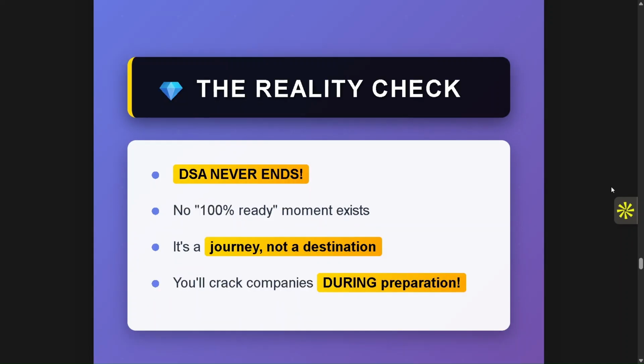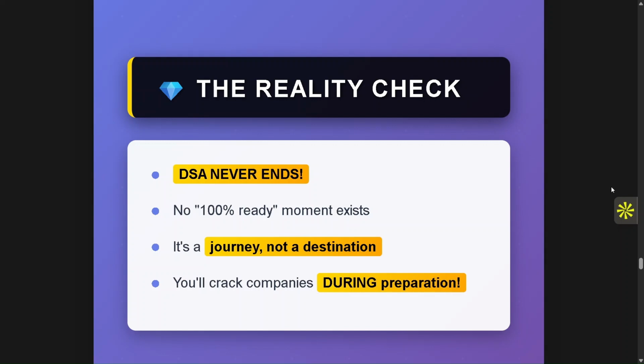Now, here comes the reality check that no one will tell you. People always ask me, when will I be fully prepared in DSA? After 6 months, after 1 year, after 2 years, when will I be 100% ready? And here's the truth you need to hear: DSA never ends. There is no ending point where you can say, I know everything about DSA now. It is impossible. DSA is vast, it's deep, and there's always something new to learn. Some new problem pattern, new optimization technique.